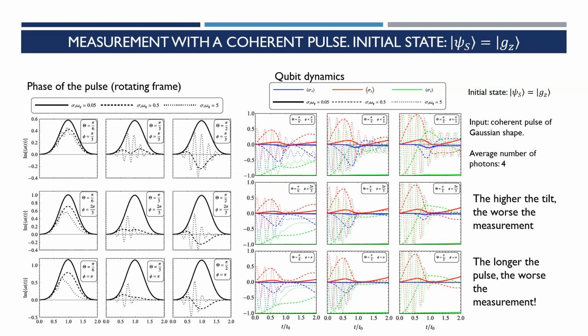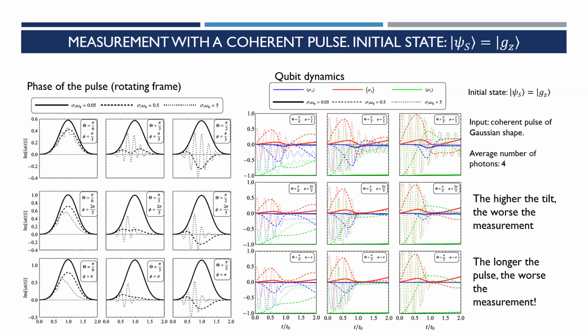Okay, in the column we have the increasing interaction, while in the row we have an increasing tilt of the qubit. And then we have a short pulse, a pulse of medium length, and a very long pulse. As you can see, when you go to long pulses, the measurement is not useful anymore. If you try to understand the phase, you are going to have a very difficult time.